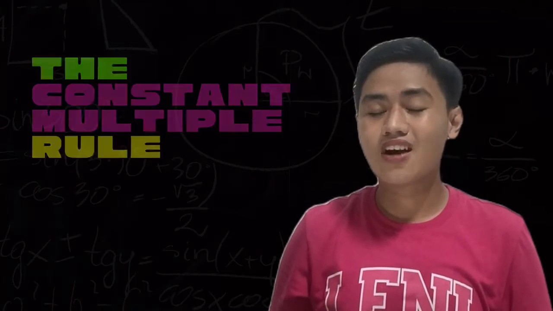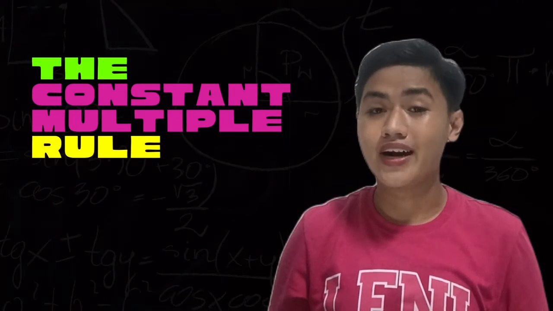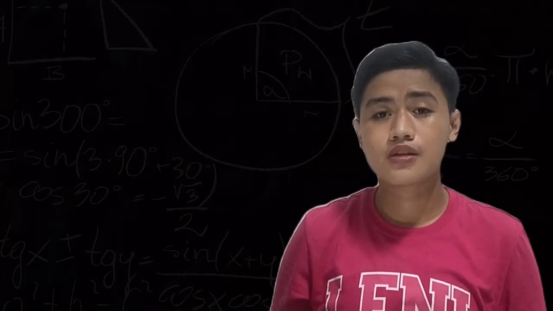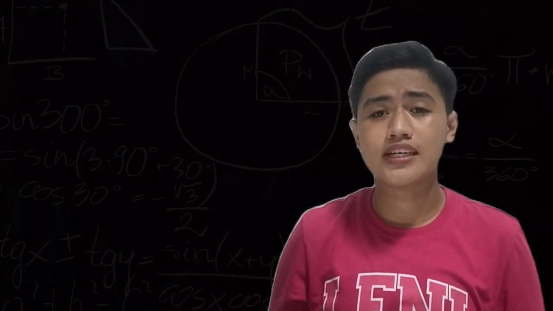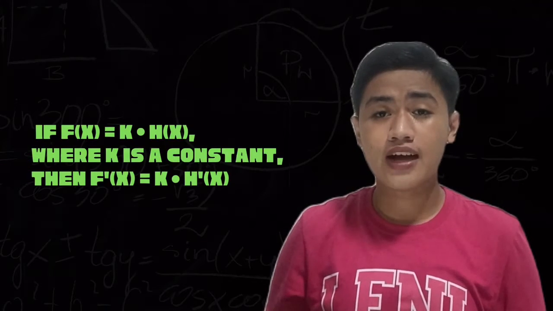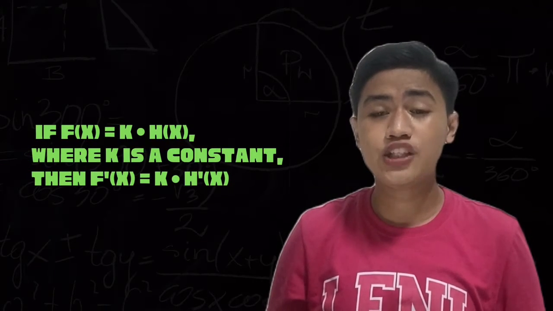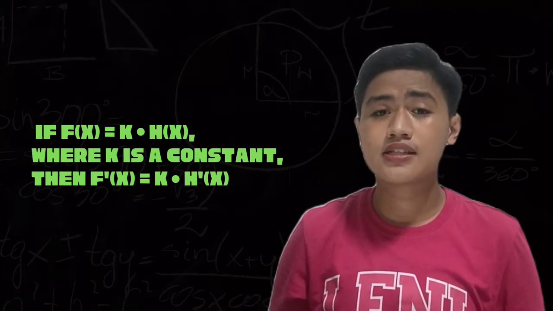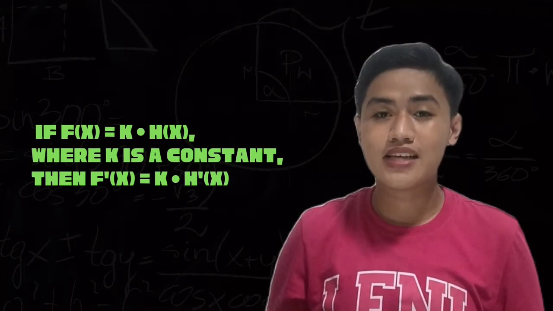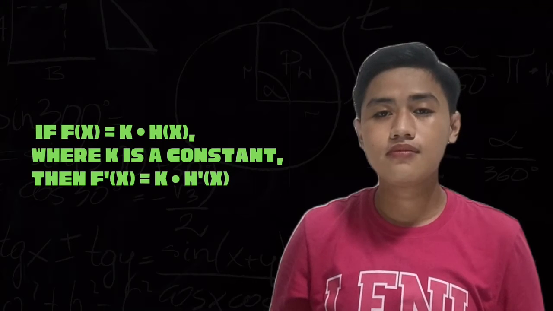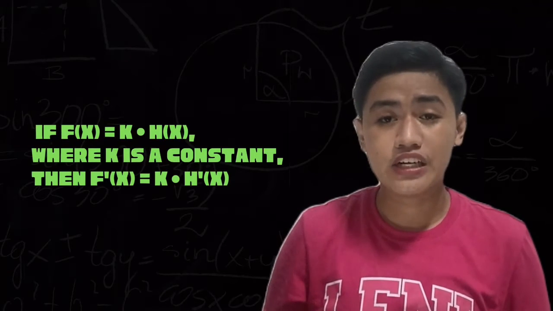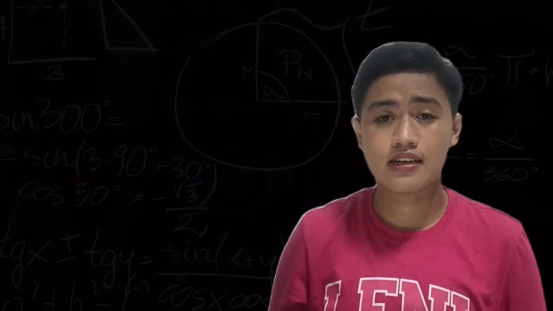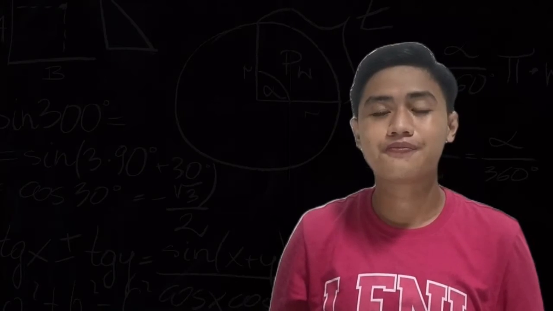Third rule, the constant multiple rule, wherein we apply the constant rule as well as the power rule. So how do we exactly do this? If f of x equals k times h of x, where k is a constant, then f prime of x is equal to k times h prime of x. So, we get the derivative of h before multiplying it by its constant.